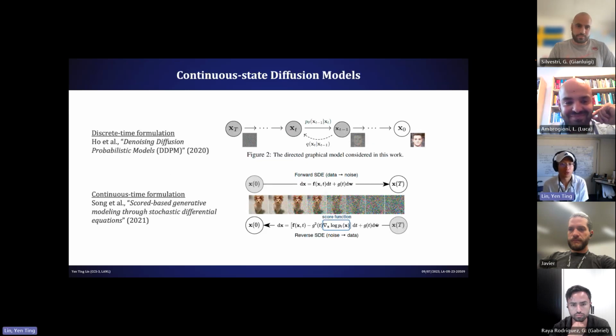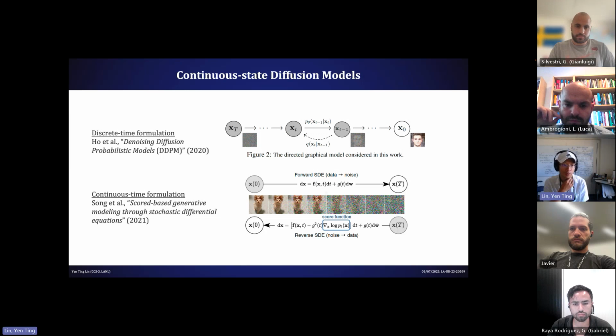So here is a short outline. This is going to be the introduction. Since we're all experts here, there are two formulations of continuous state diffusion models. I'm going to specify continuous state because both of them rely on the Ito process or Gaussian diffusion.